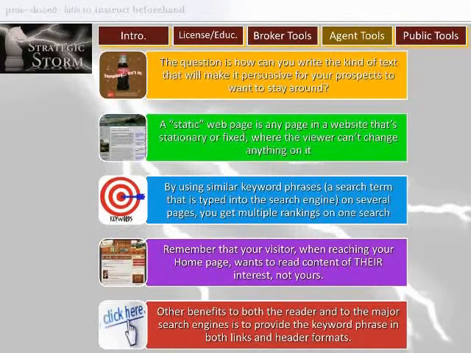In our sample page, you'll notice that the client wanted to make sure that their page got found under the words Hamptons Waterfront Homes. Note that this is an interior page that is always found on page 1, position 1 on Google because of its keyword density. In other words, it mentions the words Hamptons Waterfront Homes at least 7 times throughout the page. Other benefits to both the reader and to the major search engines is to provide the keyword phrase in both links and header formats.